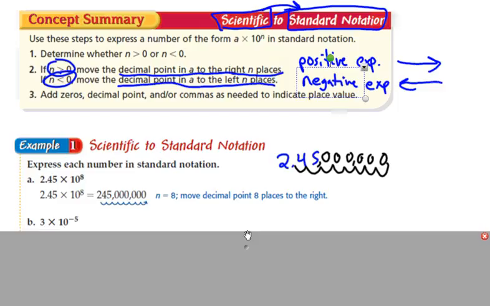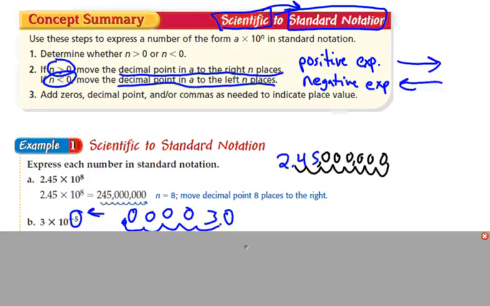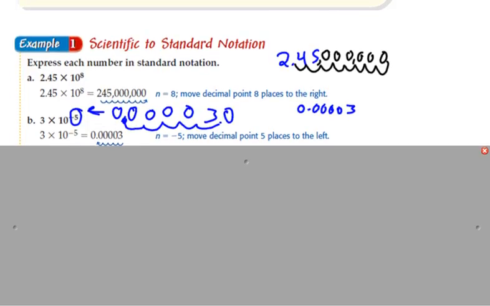Second example, we have a negative exponent. So we have 3. If there's no exponent, we put it after it. It's 3.0. But if it's a negative exponent, now we move it to the left. So I'm going to go 1, 2, 3, 4, 5 to the left, and that's where our new decimal point is. Fill in the zeros. And our answer would be 0.00003. I believe that's what we have here. So we moved it 5 to the left because there's a negative exponent. Think of a number line. Negatives are left, positives are right.